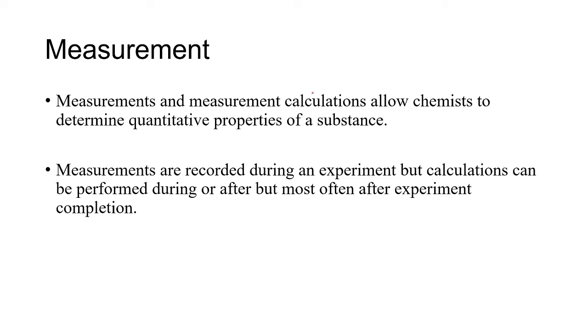And as a result, we'll also use some calculations to convert between different measurements to allow for a convenient measurement. Measurements are recorded during an experiment, but calculations can be performed during or after an experiment. But usually, most chemists will wait until the experiment's done so they can focus on the actual lab work, and they'll do those calculations at the end or at the completion of the experiment. So we have measurements and we have calculations. We're going to do some work with some of that in the next couple videos.